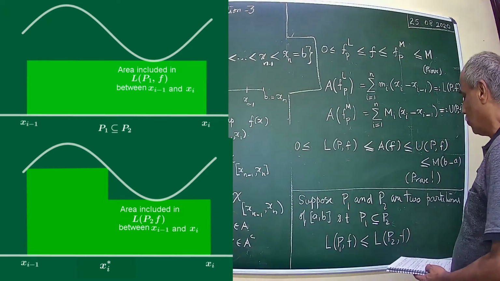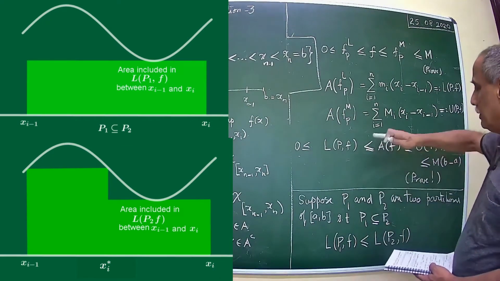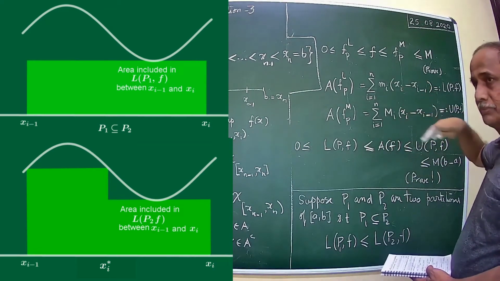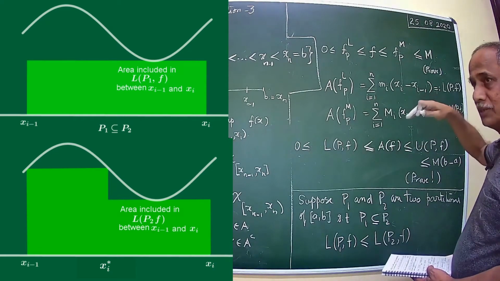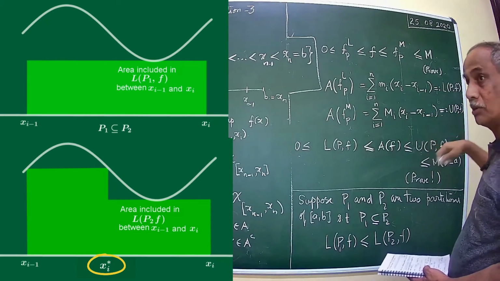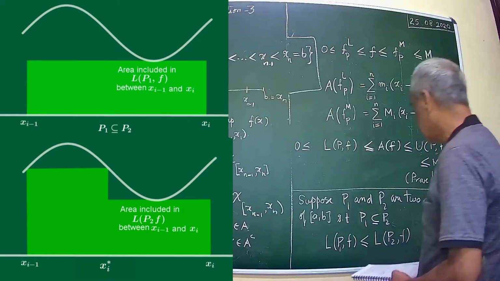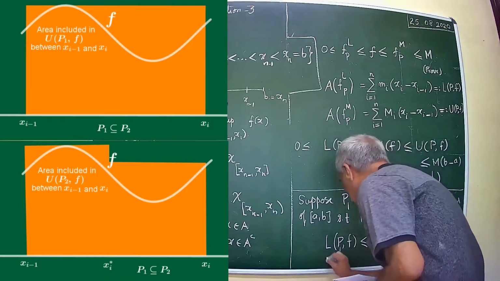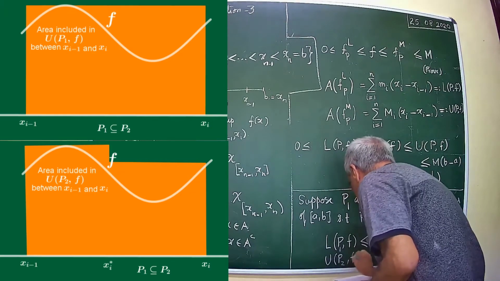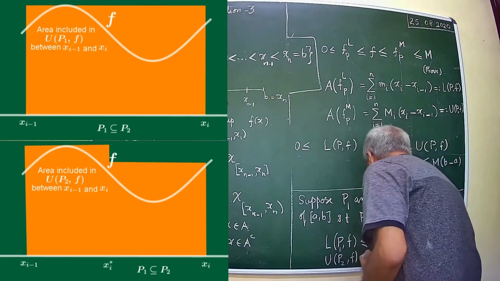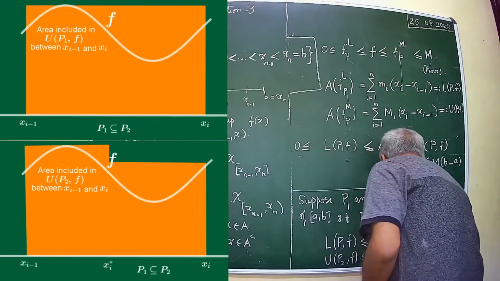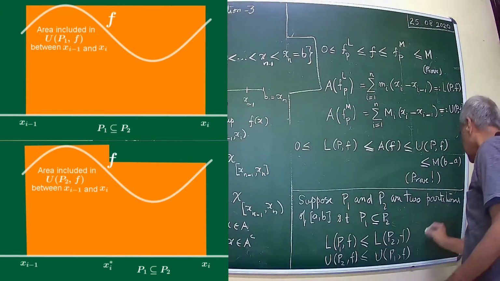Okay? Why this happens is because the approximating curve moves up towards the function, gets closer to the function when you induce more points on the interval. This is the reason. Similarly, you have U(P2,F), this is moving from above, is less than or equal to U(P1,F). This is quite easy to see.